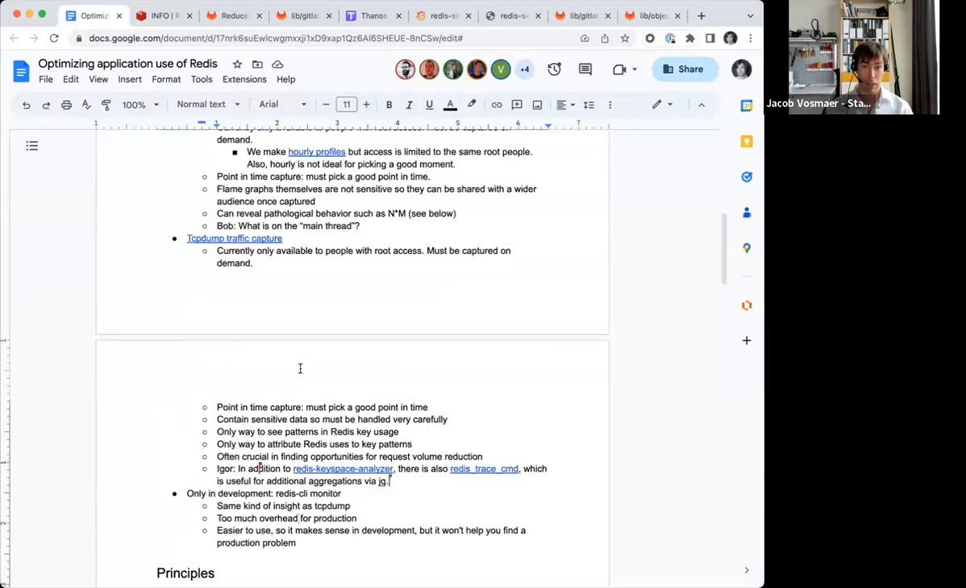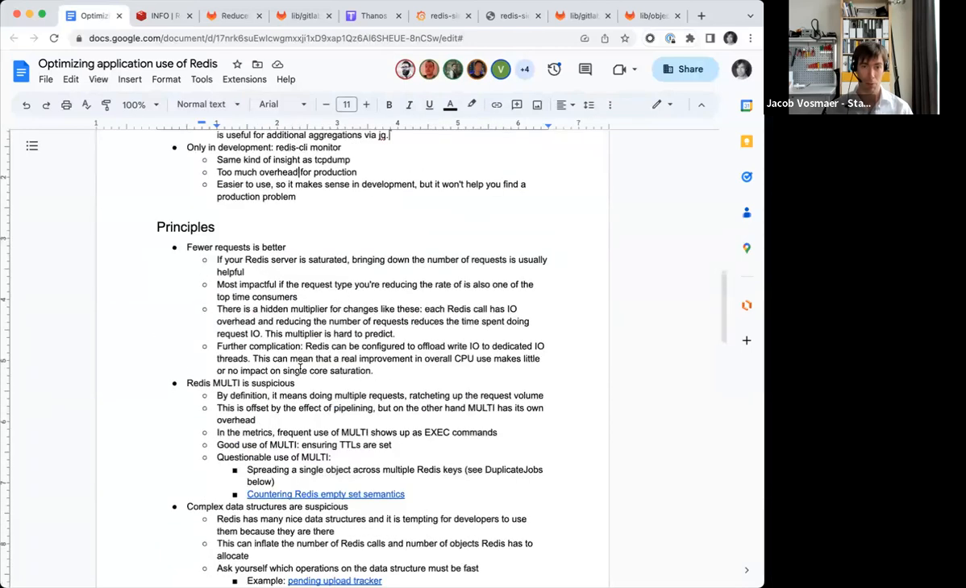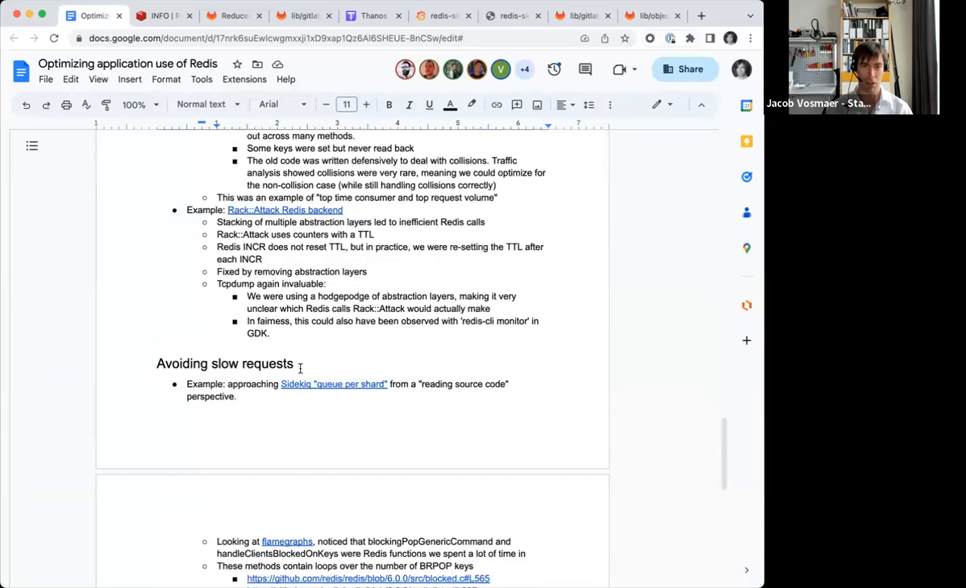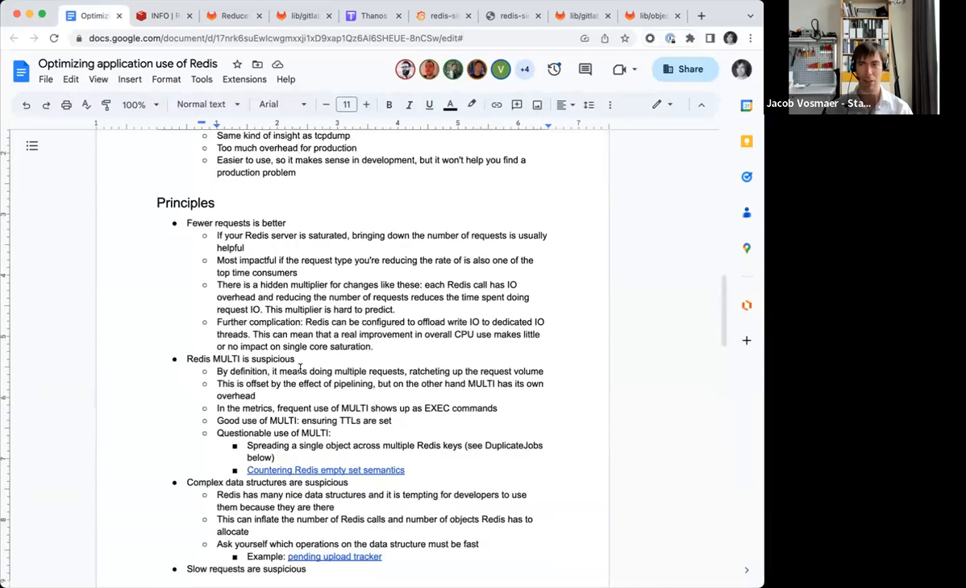So from doing these things, I came up with a couple of principles, and I have a couple of examples. So I think we're going to start with the principles because I put them in that order, and then talk about the examples as they come up. So one thing that it took me a while to learn, which seems obvious in retrospect, is that fewer requests is better if you want to get the CPU utilization down on the server.